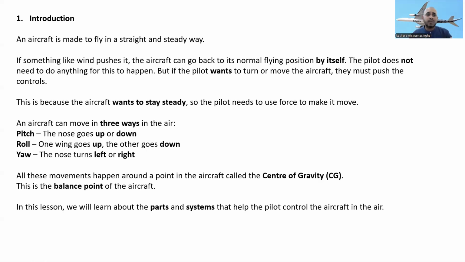An aircraft can move in 3 ways in the air. Pitch: the nose up and down. The roll means one wing goes up and the other wing goes down. For example, the wing goes up and the other wing goes down like this. This is called rolling action. And next, yaw means the nose turns left and right. That is the 3 ways the aircraft can move.